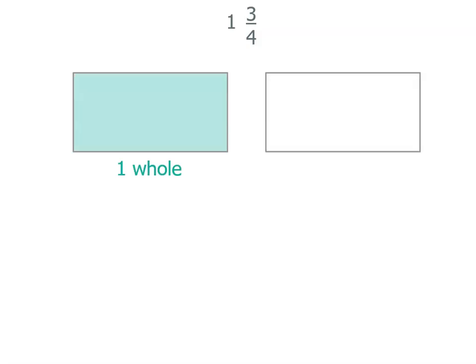Now what we can do is think about what it looks like. If we have 1 and 3/4, we've got one whole and we shade the whole lot. And 3/4 means we take exactly the same size whole and we break it into 4 equal parts, but we only shade 3 of the 4 parts. So we've got more than one whole but less than 2.